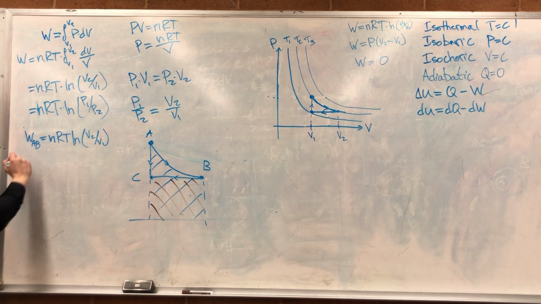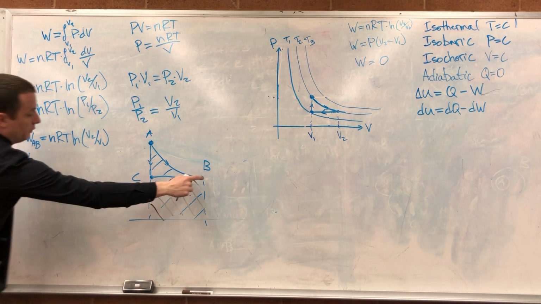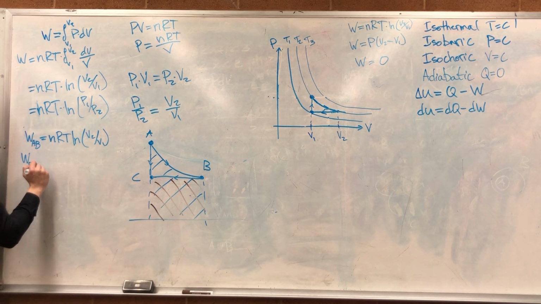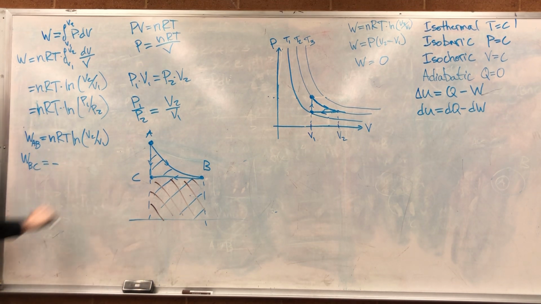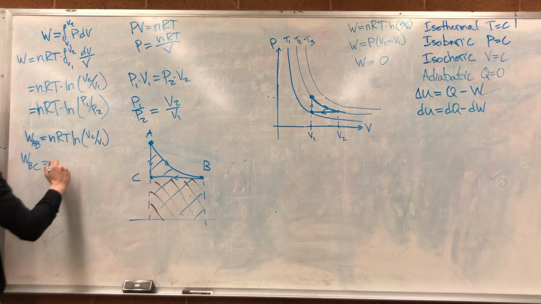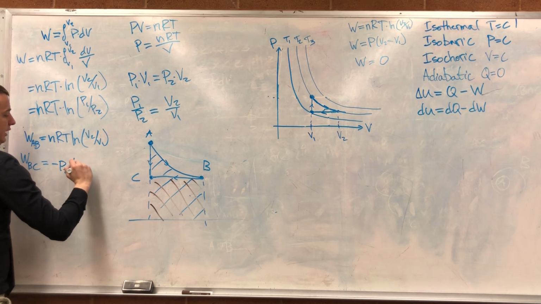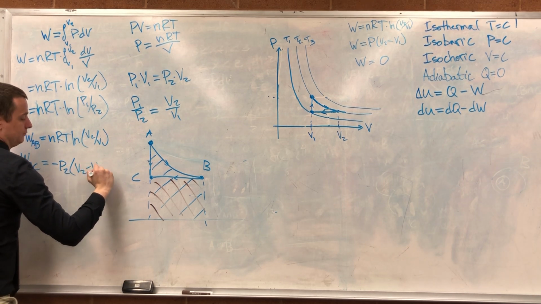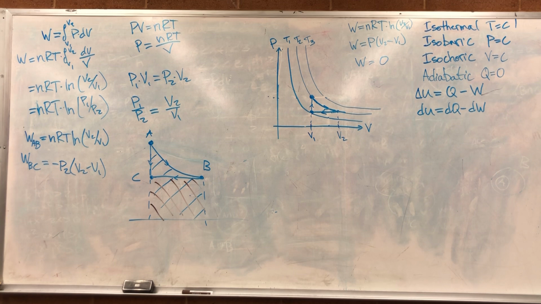Okay. And then the work from B to C is equal to negative, since we're going that way. And it's going to be, we keep a constant pressure. The pressure is the same as the pressure we had at the end, which was P2, times V2 minus V1. Okay, and so this plus this is our total work.